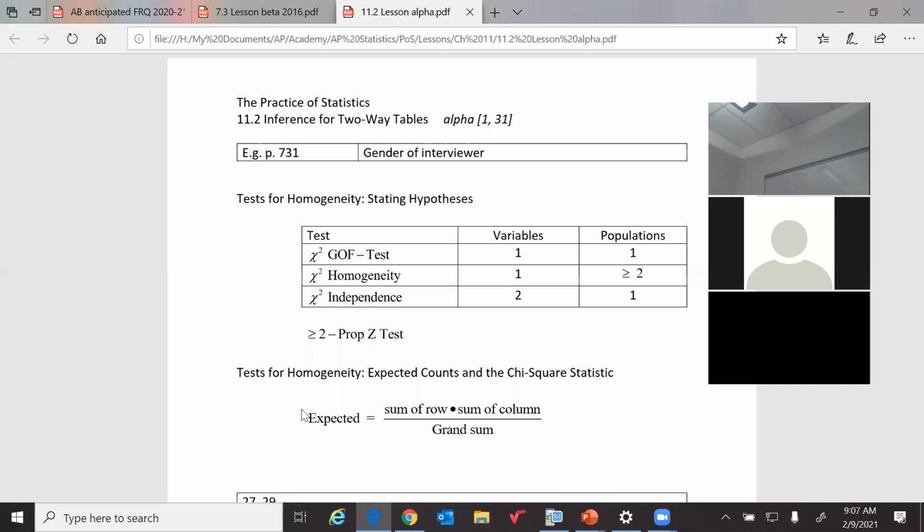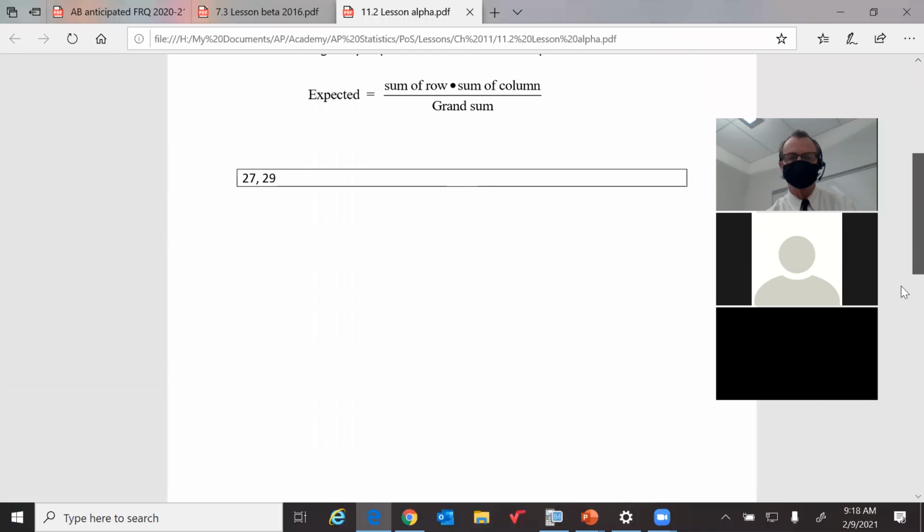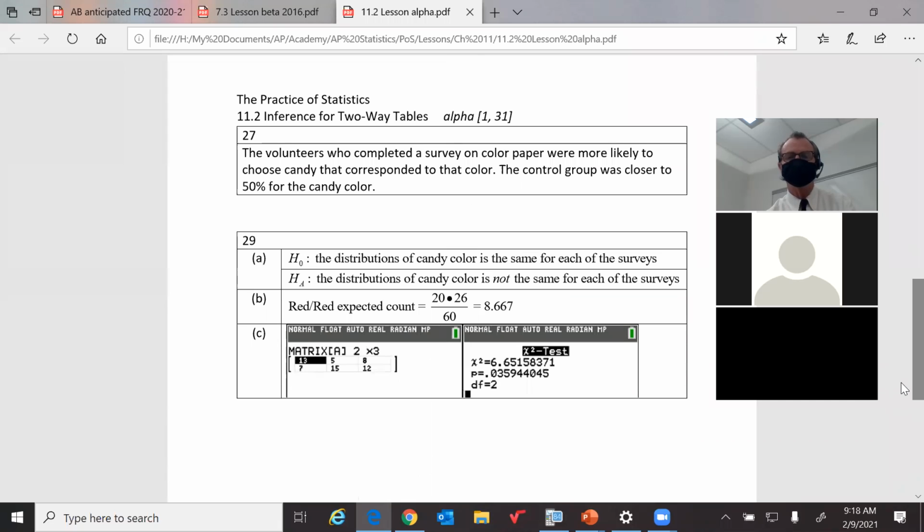So we're just going to pause the video and send you to 2 questions, 27 and 29. For 27, just by looking at this, what do we say? Well, if you have the color paper, you're more likely to respond to that color candy. The control group was closer to 50% for each candy color, but you can't tell if that was statistically significant or not.